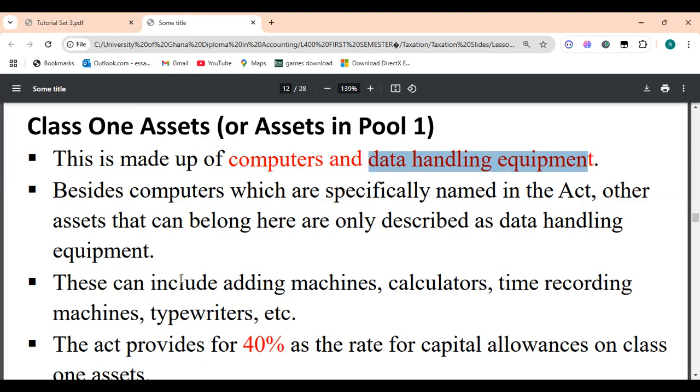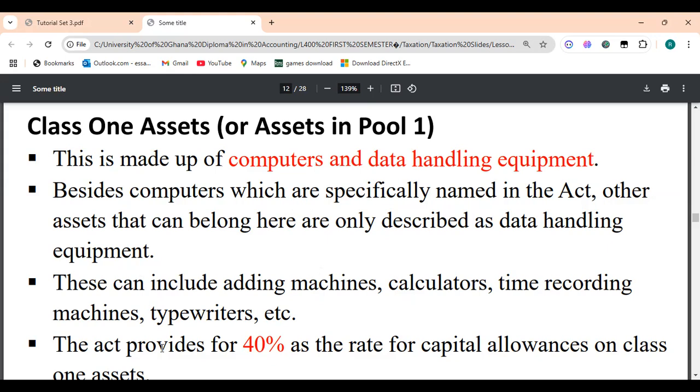And they said that this can include machines. At the time of the Act, this was what was there: machines, calculators, time recording machines, typewriters, right? So if you get a question where you get an asset that is like a data handling equipment, but it's not in here, for example, we cannot see photocopier machine here, even though it's a data handling equipment, we cannot include it here. Television can also be a data handling equipment, but it is not in here. So we don't put it in here, right? After solving our questions in the tutorial set, we will really understand.